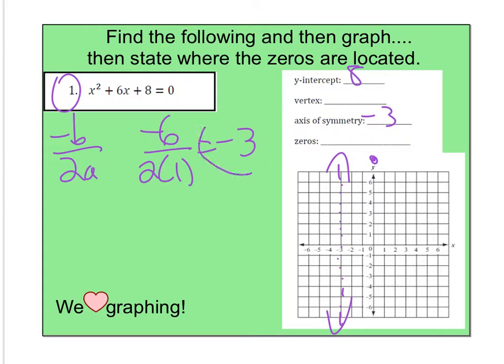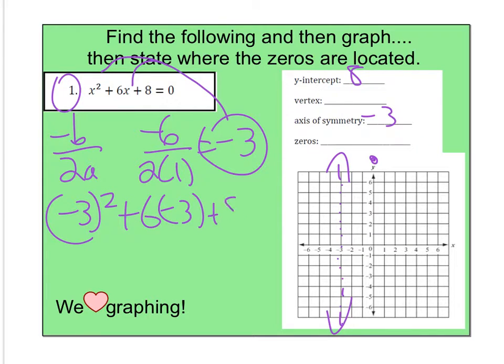The vertex is what happens when I substitute this in for x. So that's negative 3 squared plus 6 times negative 3 plus 8. So 9 minus 18 plus 8, which is negative 1. So that's going to be right there. My vertex is going to be negative 3, negative 1. Then I mirror it on the other side.